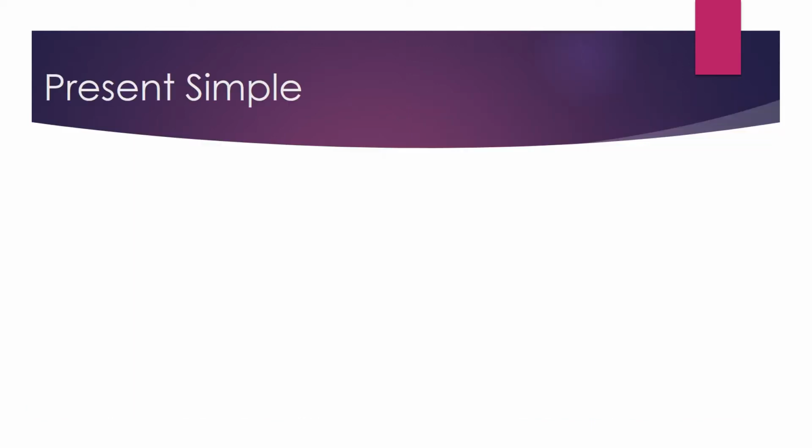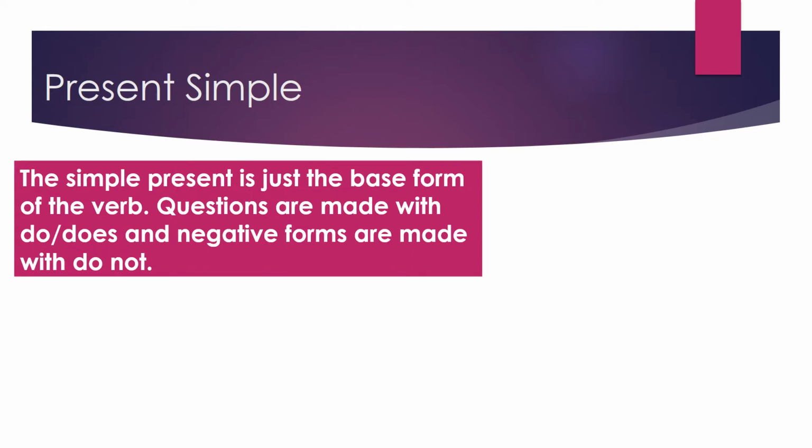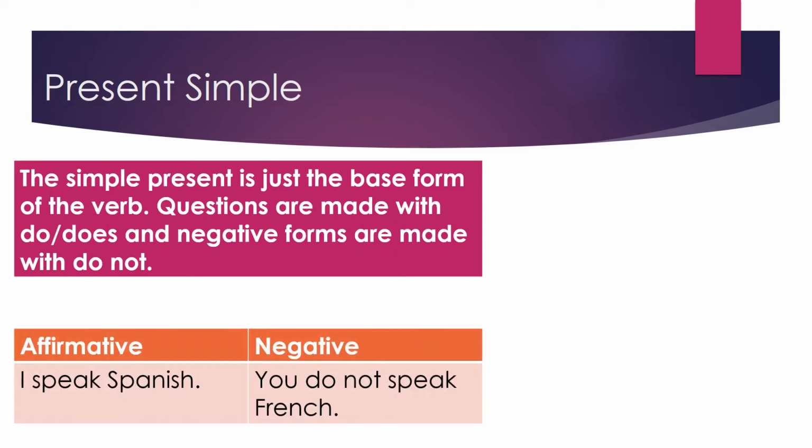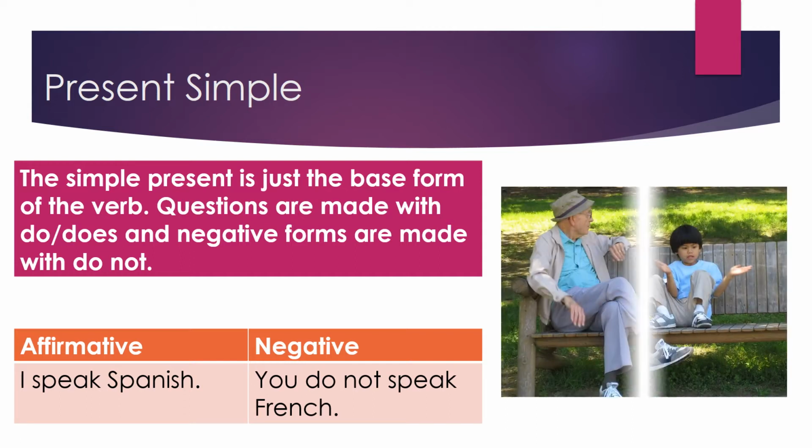Present simple. The simple present is just the base form of the verb. Questions are made with do or does, and negative forms are made with do not or don't, which is the contraction form. As I told you before, we're going to analyze the affirmative structure and the negative structure. It's very important that you understand that it follows certain structures. So here we go. Pay attention, please.